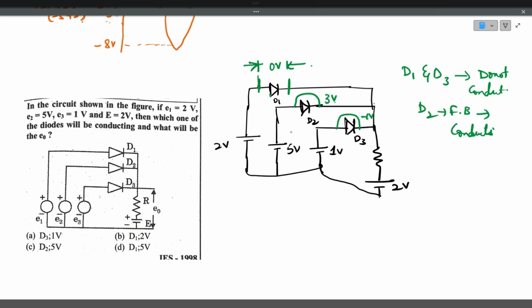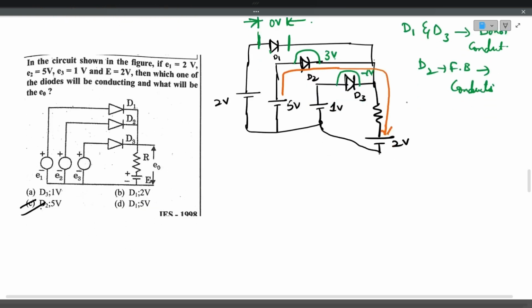Current flows from 5 volts through D2 to the resistor R and 2 volts. So current flows in this direction. Only D2 will be conducting. Answer is option C. Only D2 will be conducting. So the output voltage is nothing but 5 volts here. The output voltage will be 5 volts because as D2 is conducting, the entire 5 volts appears here. So the output voltage is nothing but 5 volts.